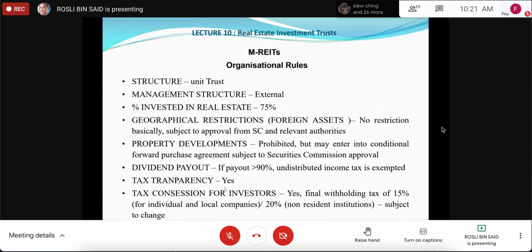So tax transparency, yes. Tax concession for investors also yes. Final withholding tax of 15% for individuals, and 20% for non-resident institutions, subject to change. So basically, this is a one-way taxation, not double taxation. So it is good actually, and it is transparent as well. So withholding tax, like I said just now, is the tax that is kept now, but to be paid in the following year.